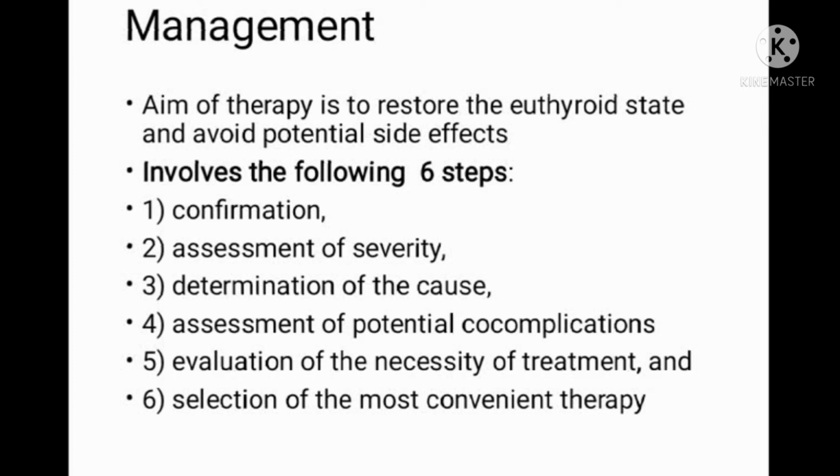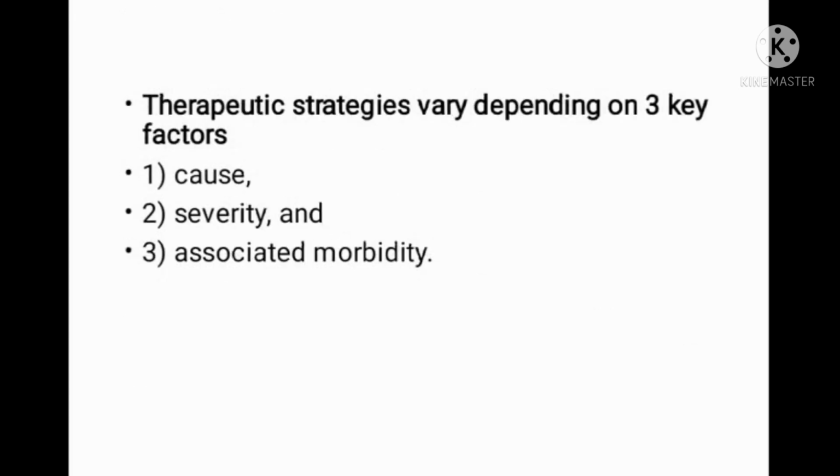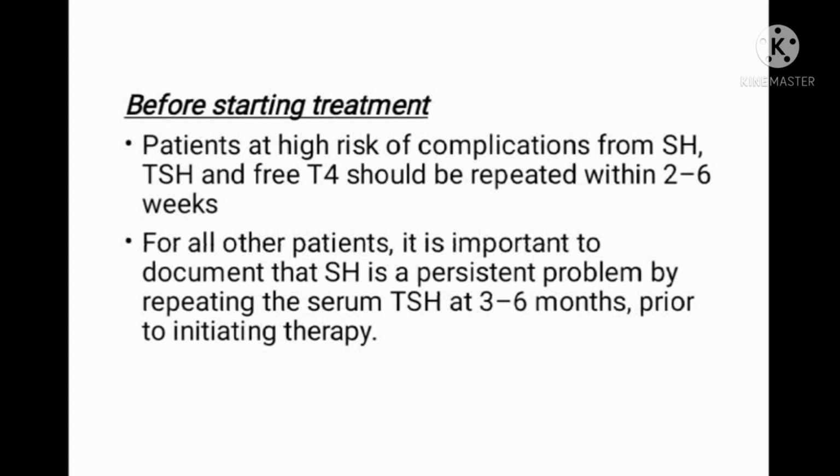The last principle of treatment is that you have to select the most convenient or most appropriate therapy for the patient. The therapeutic strategy usually varies depending on three factors. One is the cause, the other is the severity, and the third is the presence of associated comorbidity. Before you start treatment, you have to be sure that the patient really has subclinical hyperthyroidism, so if the patient is at high risk of complications from subclinical hyperthyroidism, you have to repeat the TSH level and free T4 level within 2 to 6 weeks.